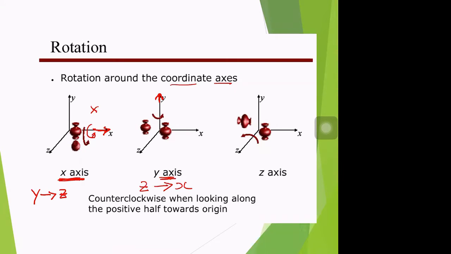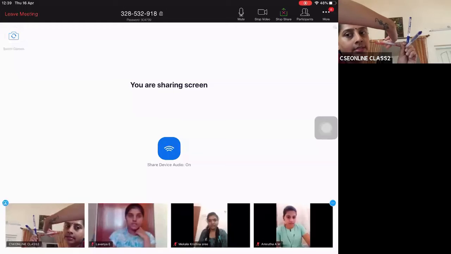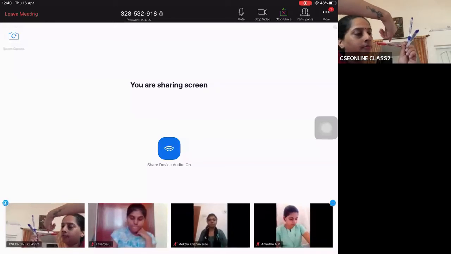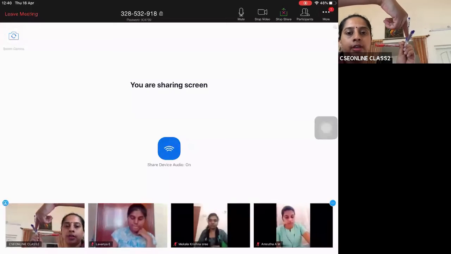In the same way, when it comes to the z-axis, place your thumb towards your z-axis and check. Fold your fingers and check which axis it is passing first. It is passing the x-axis followed by the y-axis. Is that clear? So the direction flows from the z-axis to the x-axis.